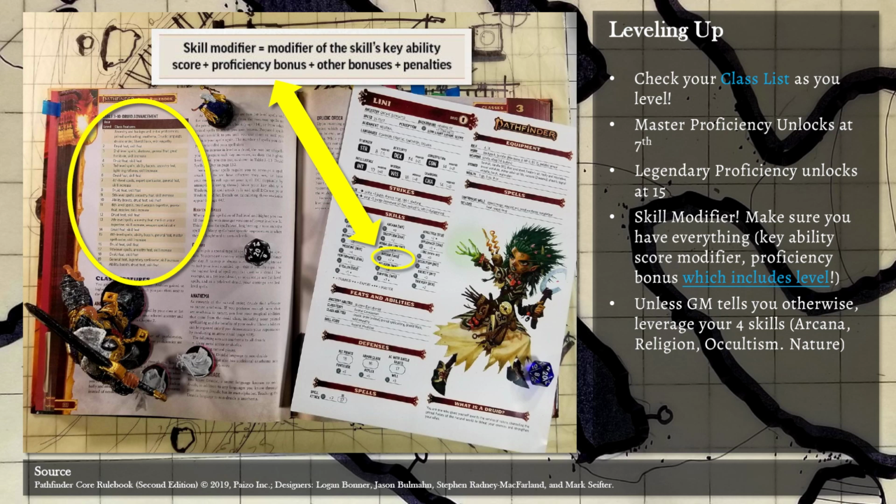So check your class list as you level to see, when do I get ability to pick any skill? When do I get a skill increase? When do I get a skill feat? Because this type of stuff is not a skill feat. This is going to come from a skill increase. Now, what does it mean when you do an increase? It means you're going from untrained to trained to expert to master to legendary. Now, you can only get to master once again when you get to 7. You only get to legendary when you get to 15. So you can kind of plan ahead.